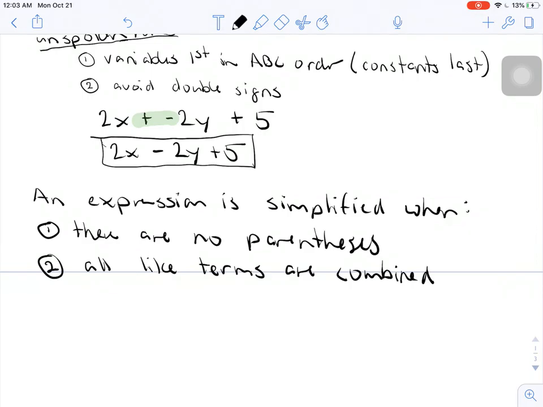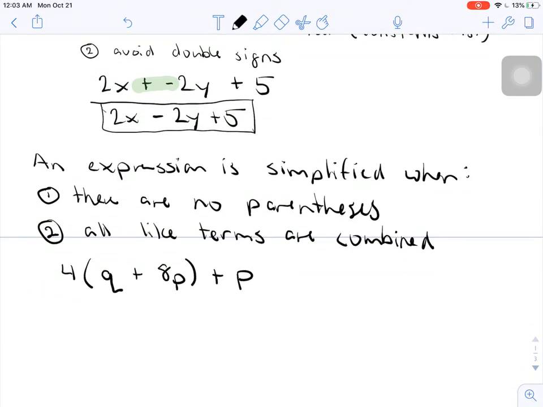So, for example, this would be an example of an expression that's not starting out simplified, but we could do some things to put it in its simplest form. So this expression has parentheses, which means we would have to deal with the there are no parentheses step first. So we could do some distributive property with this, which basically means each individual piece needs to get multiplied by 4. 4 times Q is 4Q. 4 times 8P would be 32P. So that's that part rewritten.